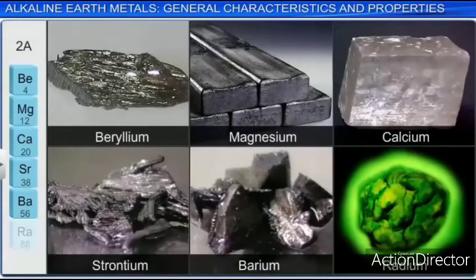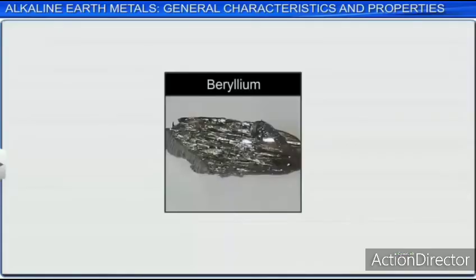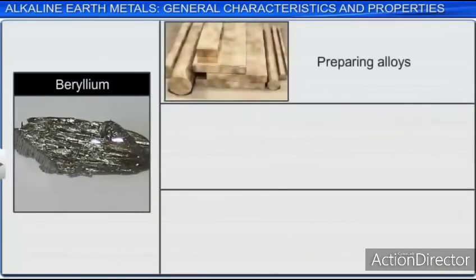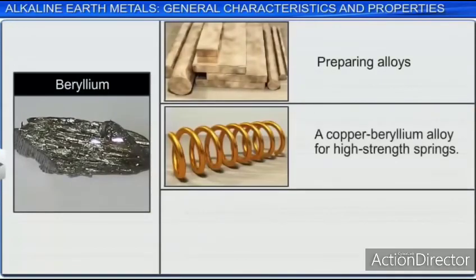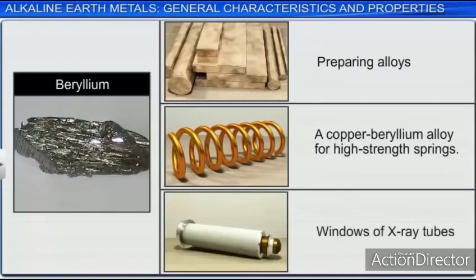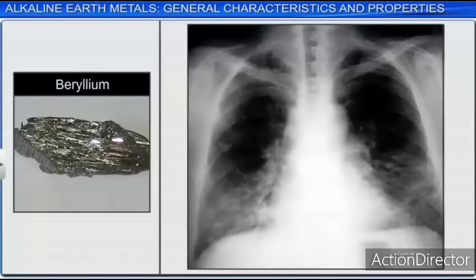The alkaline earth metals are used for a variety of purposes. We'll wrap up this module with an overview of the uses of these metals. Beryllium is used in many industries. It is used to prepare several alloys. A copper beryllium alloy is used to manufacture high-strength springs. Metallic beryllium is used for the windows of X-ray tubes.